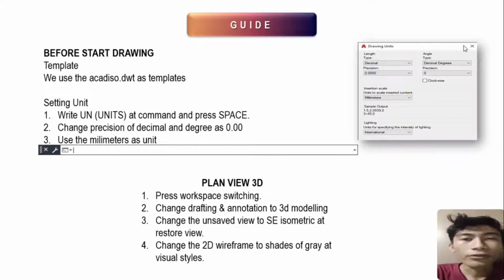For the plan view 3D, first, press workspace switching. Second, change drafting and annotation to 3D modeling. Third, change the unsaved view to SE isometric at the viewport view. Fourth, change the 2D wireframe to shades of gray at the visual style.